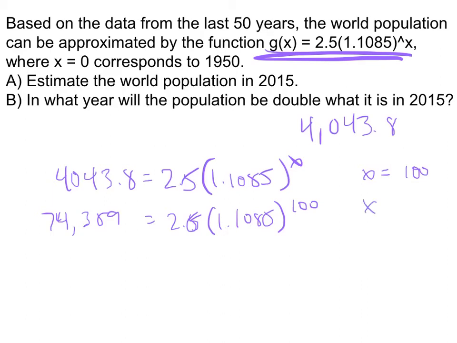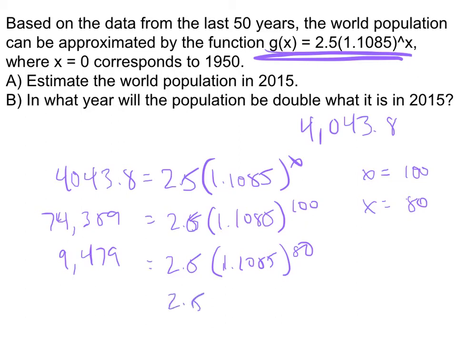So why don't we try x equals 80. So 2.5 times 1.1085 raised to the 80. And that gives me 9,479. So I'm getting a little bit closer. So what I'm going to do is try a little bit smaller now. So what if we do 1.1085?